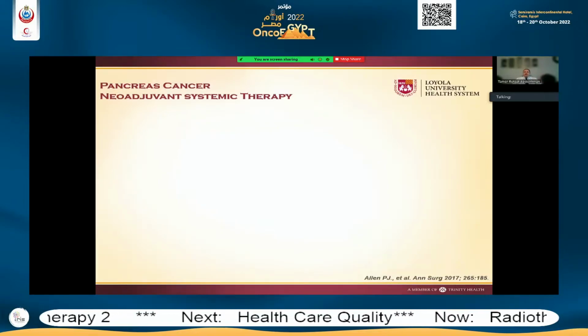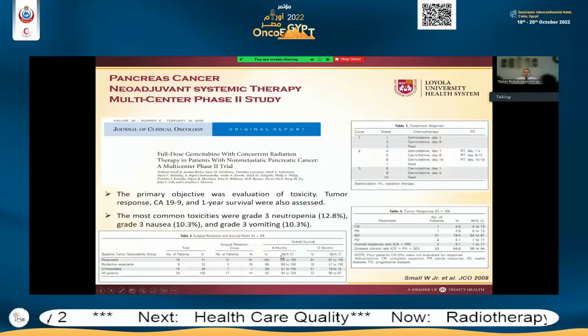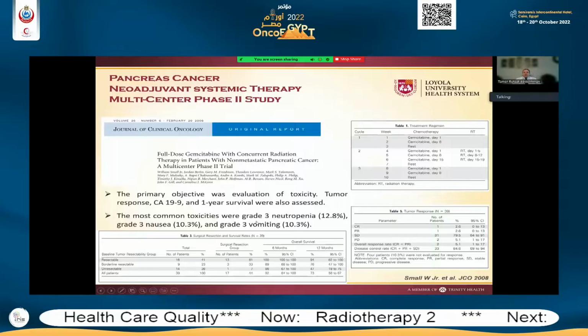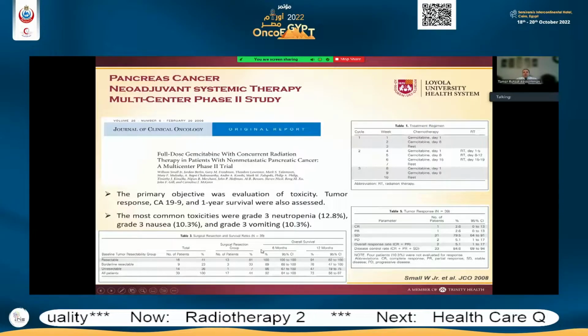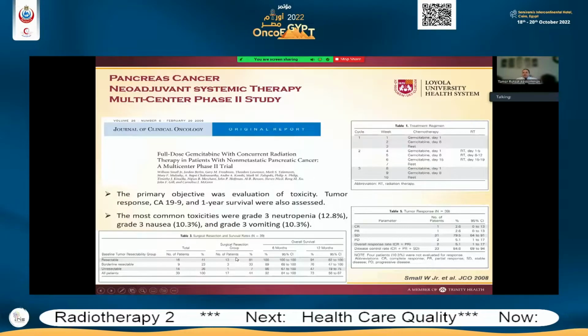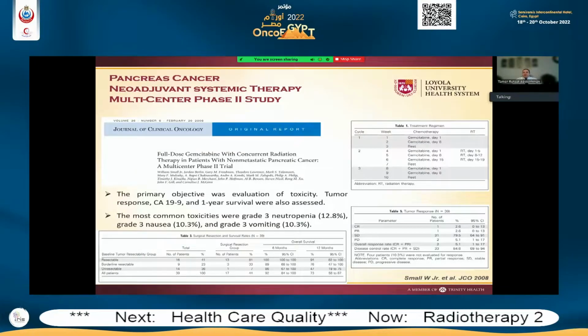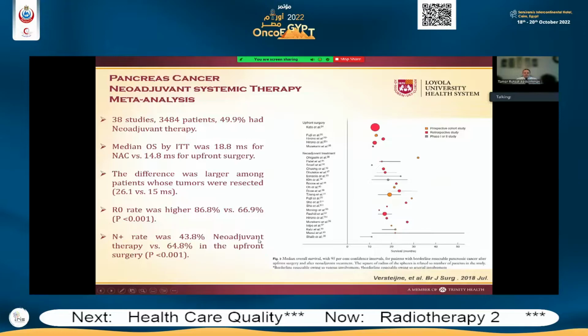So the concept of neoadjuvant systemic therapy came, and this is a study of our very own Dr. Small of Loyola, which was published in JCO back in 2008, trying to incorporate neoadjuvant radiation therapy with gemcitabine. The study was a phase 2 study, and the outcomes were very tolerable. It did not show significant toxicity for neoadjuvant radiation as part of the neoadjuvant therapy for pancreas cancer.